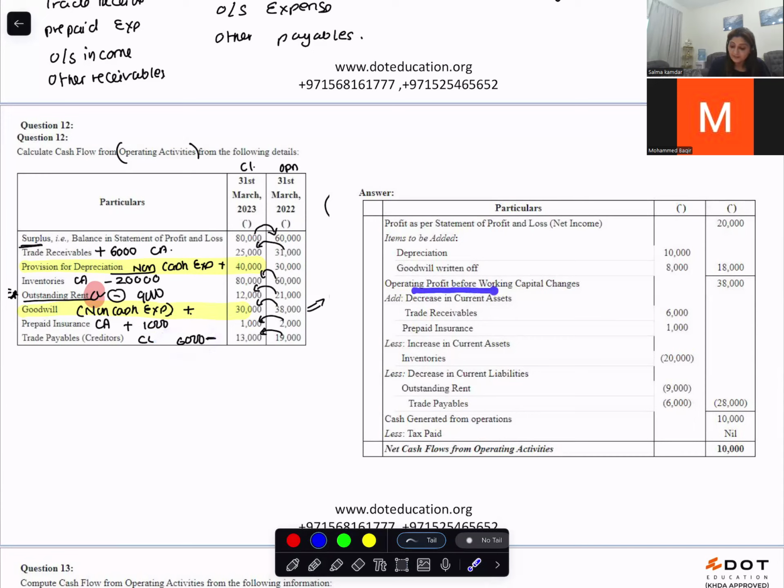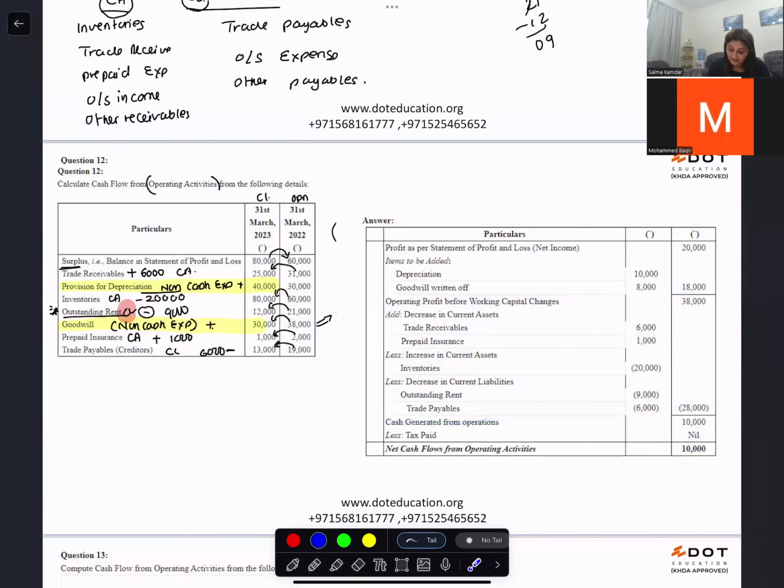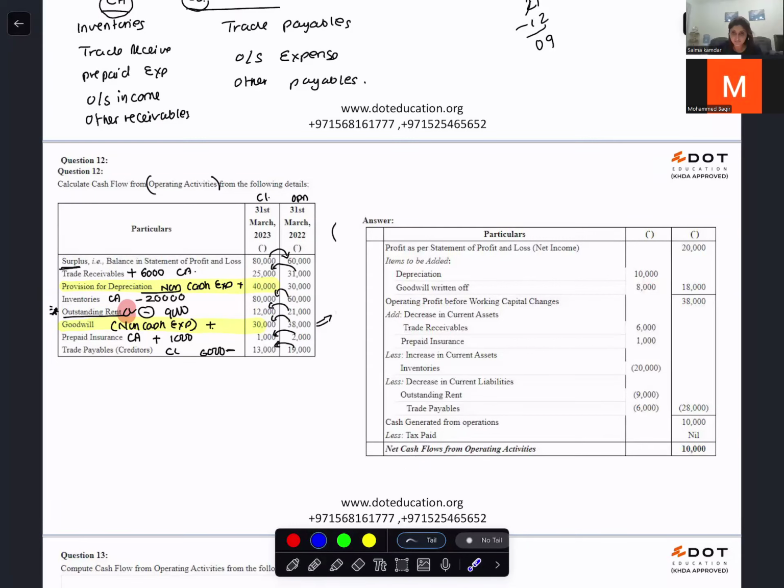After you get operating profit before working capital changes, you will go in the order, whatever order we have over here, not like this. Then you will get cash generated from operations. Then less tax paid; there is no tax paid given to you. You get net cash flow from operating activities. So just do this sum, I will wait for you.